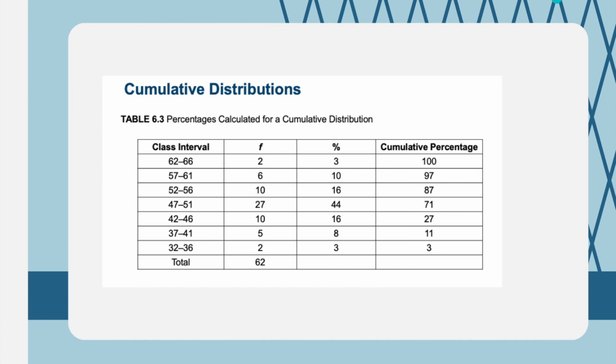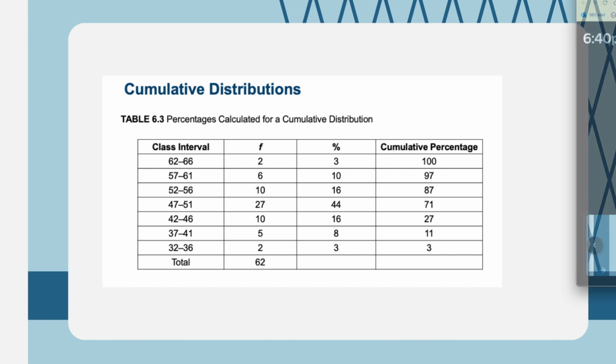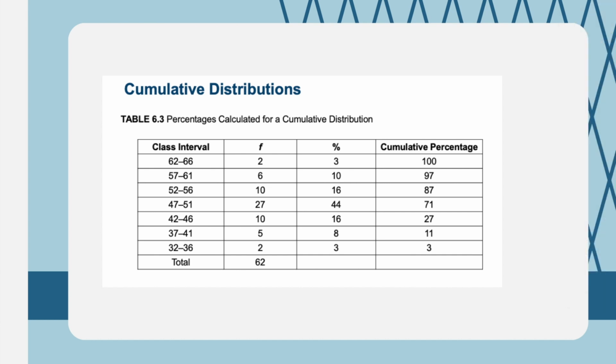Okay, so then how did we get the cumulative percentage? The cumulative percentage is adding all the percentages as you go up the table. So it tells you the total percentage of students who got scores at or below a certain level. So let's look down here at the bottom. Between 32 to 36, we had 2 students. And like I showed you before, that ends up being about 3%. So our cumulative percentage there is 3.